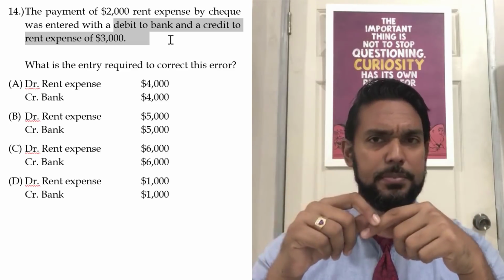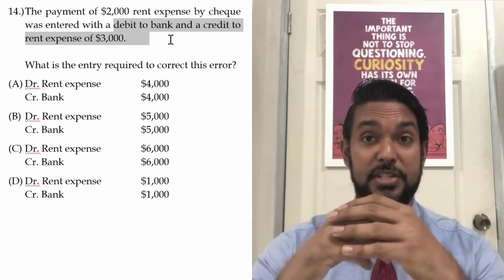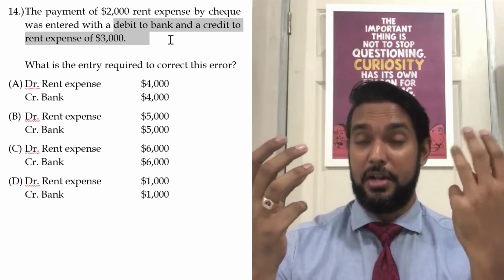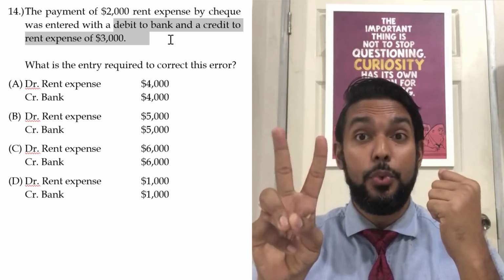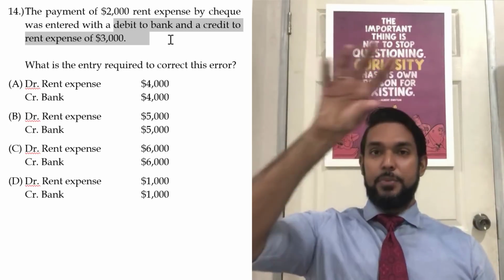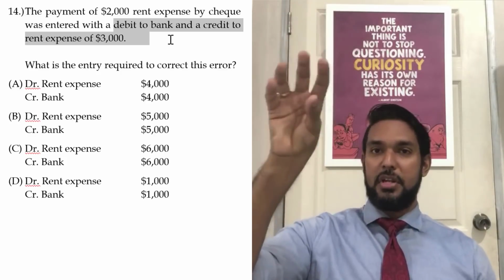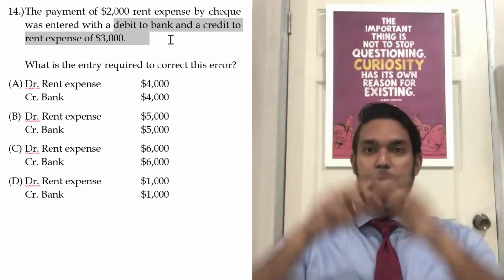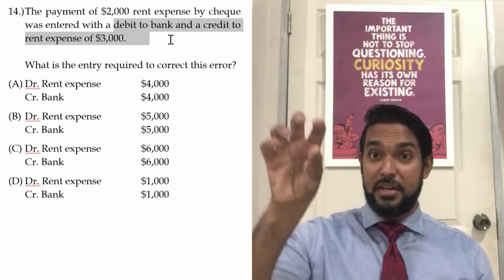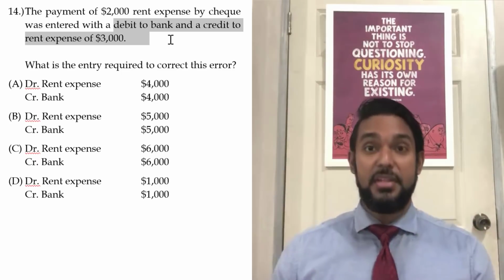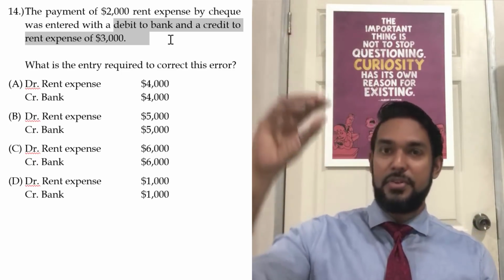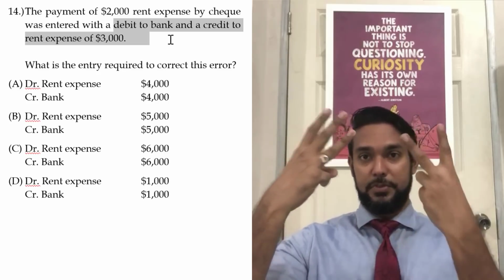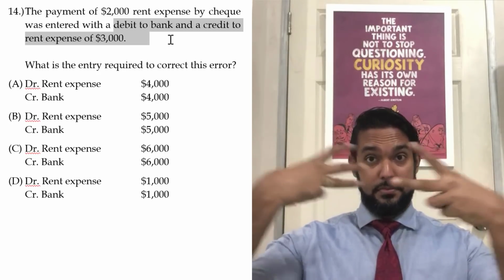What did we have to do in the first place? Well, if you paid rent expense, you were supposed to debit rent and credit bank, but for 2,000. So the first thing we do is debit rent, credit bank for 3,000 to undo the wrong. Then we debit rent and credit bank for 2,000 to put in the correct transaction. So you're debiting rent twice, once for 3, once for 2. That's a total of 5.